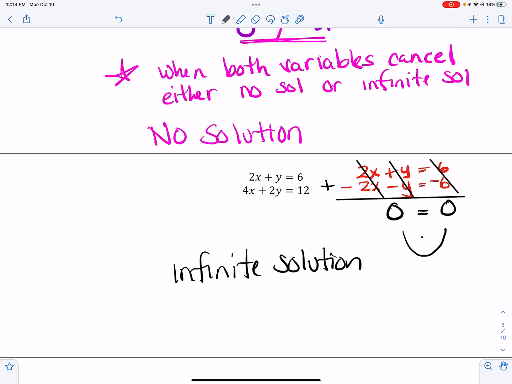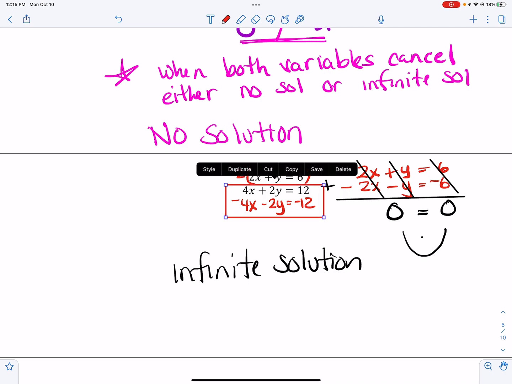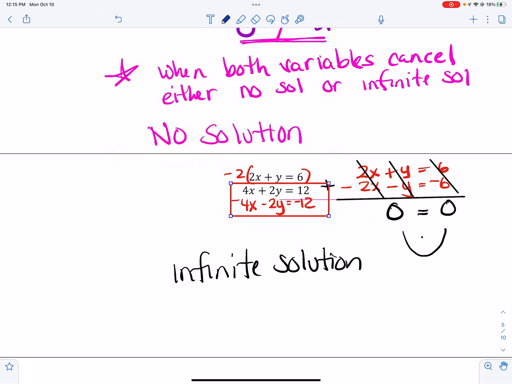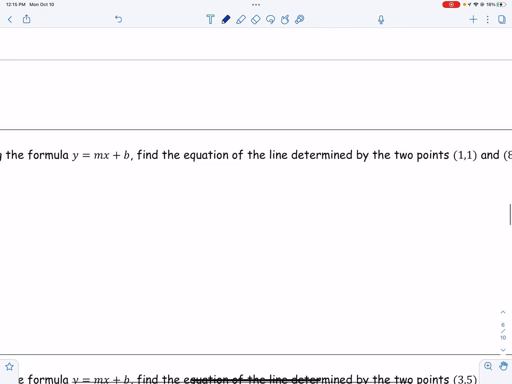If I didn't divide, I would have multiplied this top equation by -2. And so I would have gotten -4x minus 2y is equal to -12. And then I would have boxed these up together, and then I would have gotten the same thing. So, whoops, don't move my box. Sorry. So I would have gotten the same thing where these canceled and I got 0 is equal to 0, which is infinite solutions, okay?